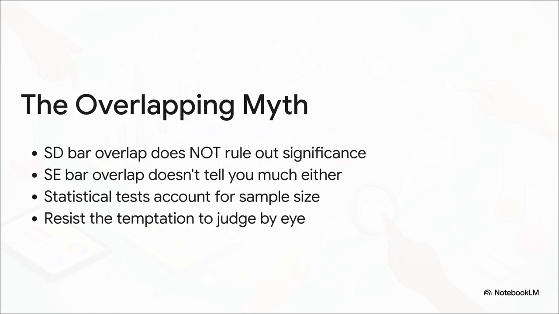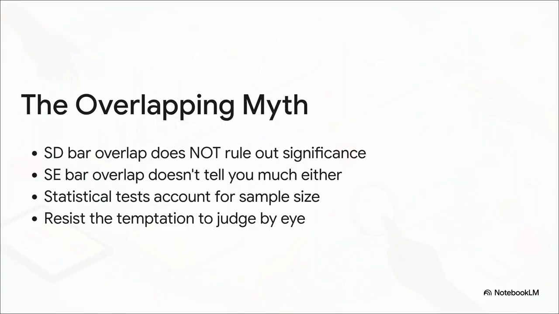Software like GraphPad is very clear about this. You have to resist the temptation to just eyeball it. Overlapping standard deviation or standard error bars absolutely do not rule out statistical significance. And that's because real statistical tests, like a t-test, factor in your sample size, which a simple visual overlap just ignores. If you're testing a blood pressure med on 10,000 people, you could have massive overlap in your standard deviation bars, but the sheer volume of data gives the math the power to prove that tiny difference is in fact highly significant.